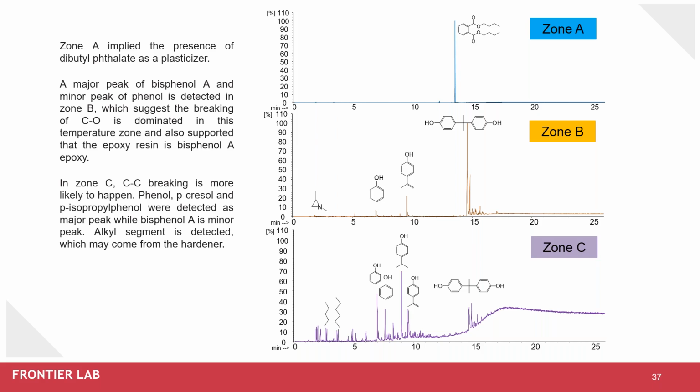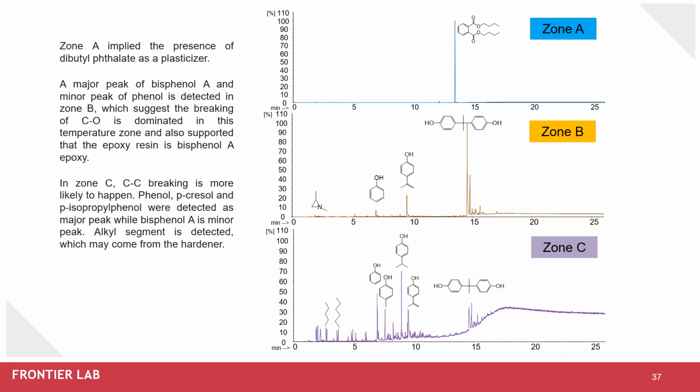In zone B, which was done from 300 to 420 C, a major peak of bisphenol A and also a minor peak of phenol were detected, which could suggest that C-O bond breaking is dominant in this temperature zone, and also supports that the epoxy resin is a bisphenol A epoxy.